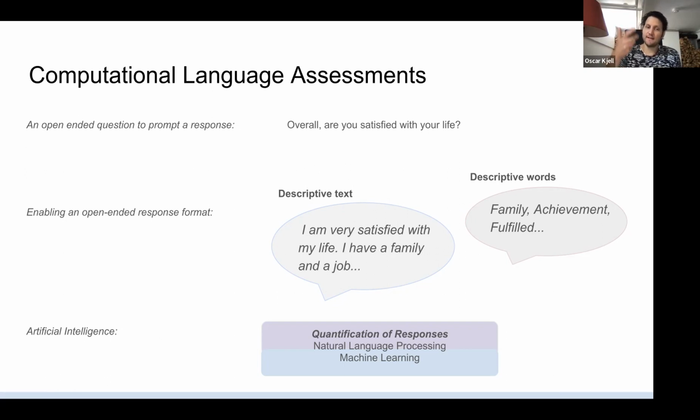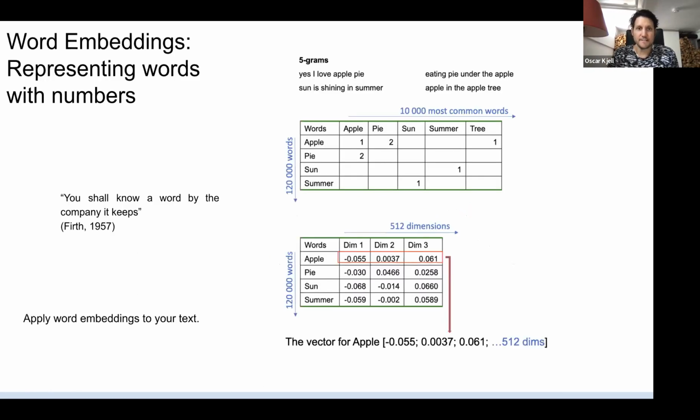And what's in common then is that we take these responses and we quantify them using natural language processing and machine learning. So the first step here is really to quantify the meaning of words with numeric representations. We call them semantic representations or word embeddings.